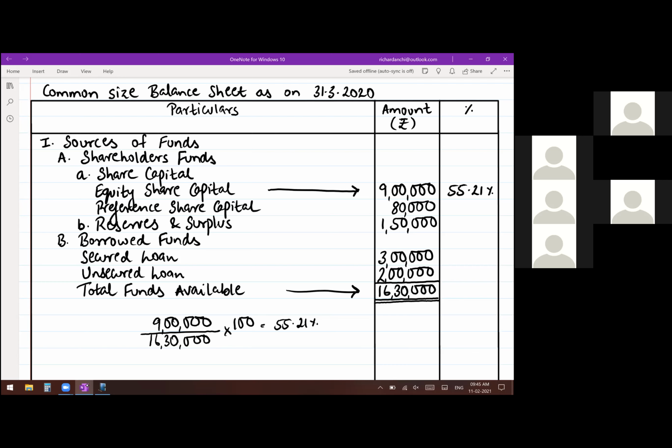Same thing you have to continue and find out for each item there. The next item is preference share capital. What will happen? Only the numerator is going to change. 9 lakhs now will be replaced by 80,000. The base remains the same. 16,30,000 is total funds available. So calculate 80,000 now divided by 16,30,000 into 100. 4.9%. If it's in points, preferably tell me up to 2 digits. 4.90%. Okay, 4.90%.